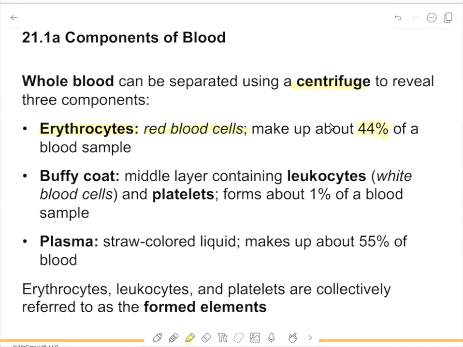Just above that is what's called the buffy coat. It's a middle layer which contains both leukocytes, which are white blood cells, as well as platelets, which are cell fragments. And this makes up approximately 1% of the blood sample. Above that, then, we have a straw-colored substance called plasma, which makes up about 55% of the blood. So the erythrocytes, leukocytes, and platelets, those combinations are collectively referred to as the formed elements.